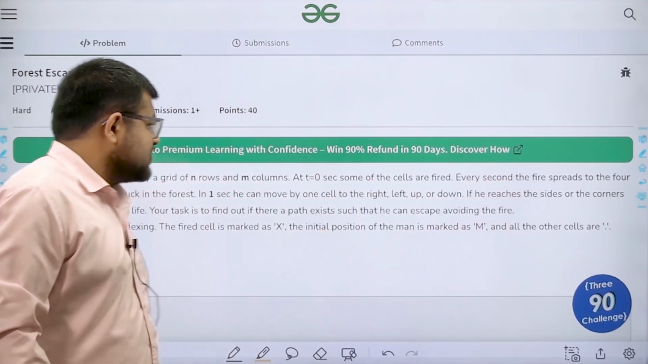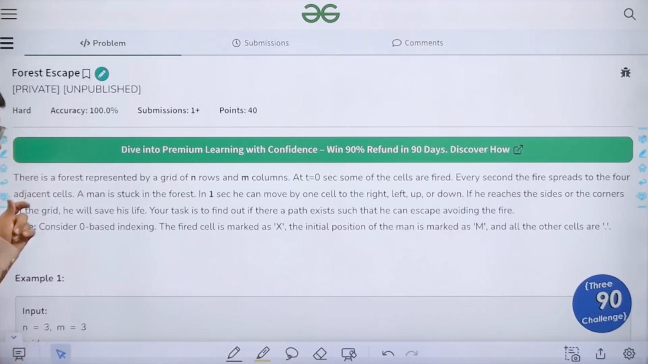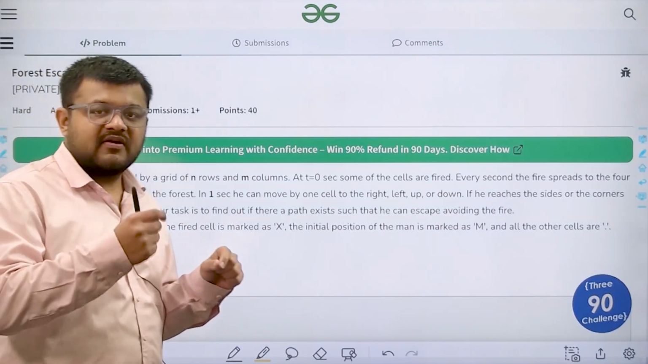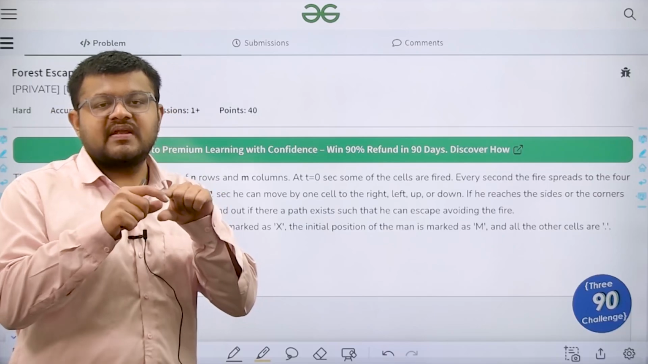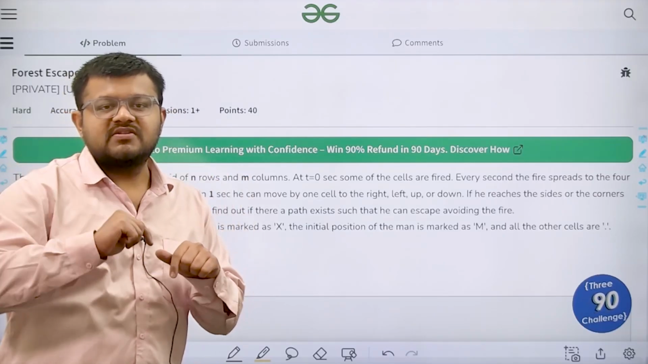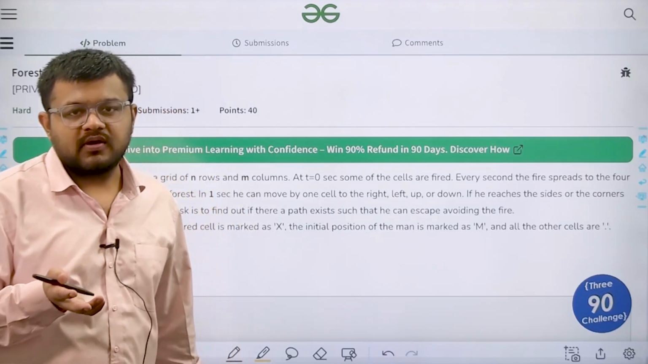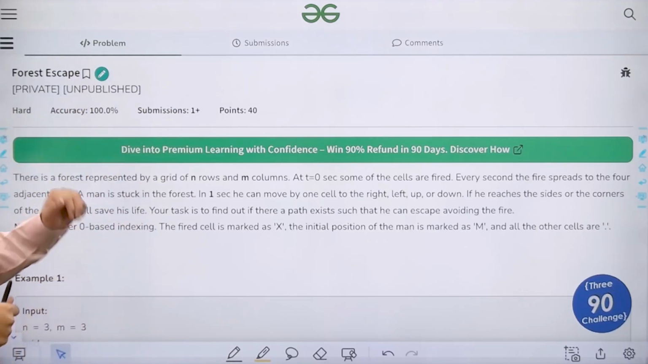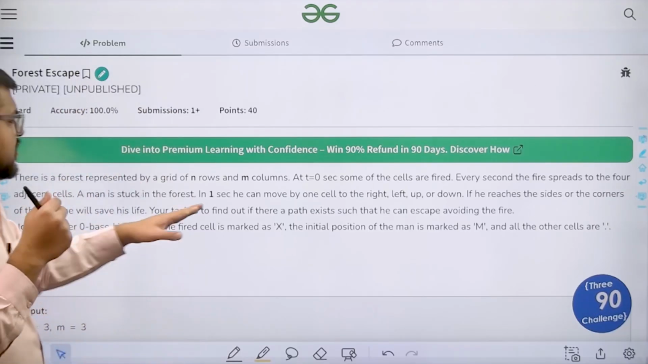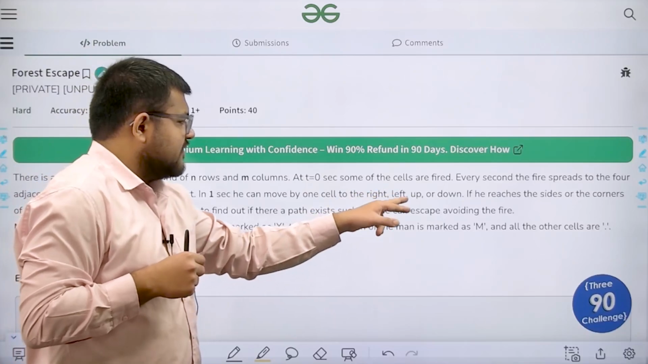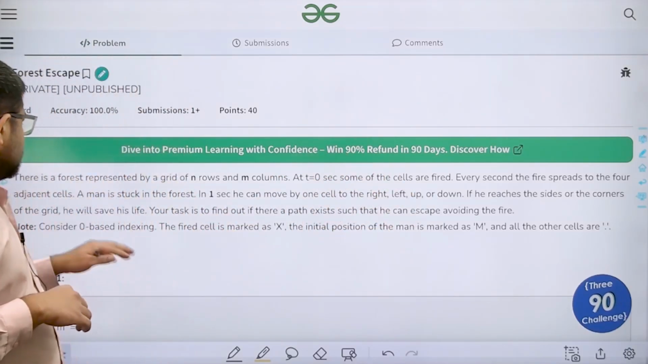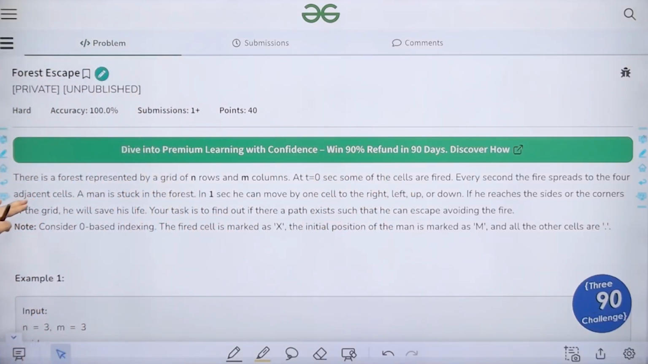Every second the fire spreads to the 4 adjacent cells. So if there is a fire at t equal to 1 at a particular cell, at t equal to 2, their adjacent cells will also catch fire if they are not already on fire. A man is stuck in the forest. In 1 second he can move by one cell to the right, left, up or down. So here also adjacent cells means left, right, up and down.